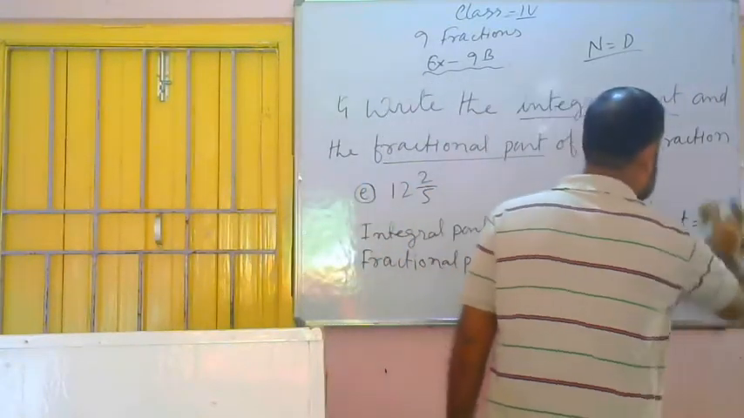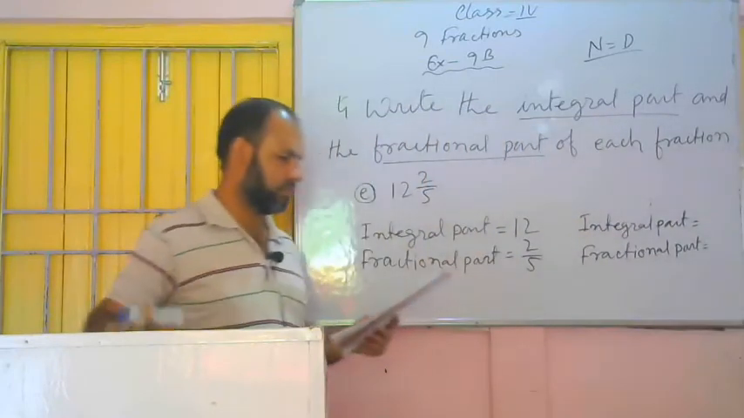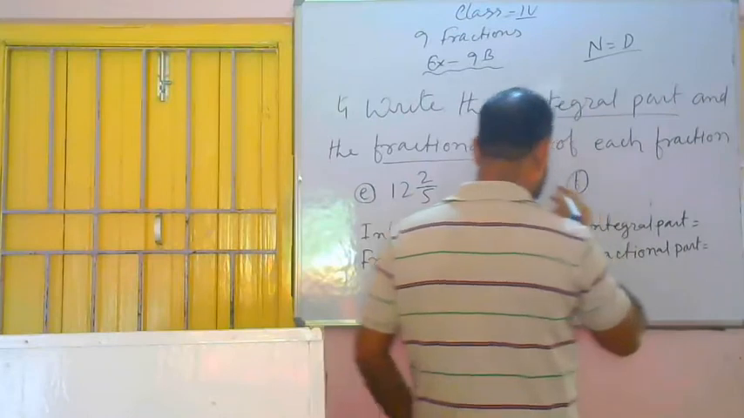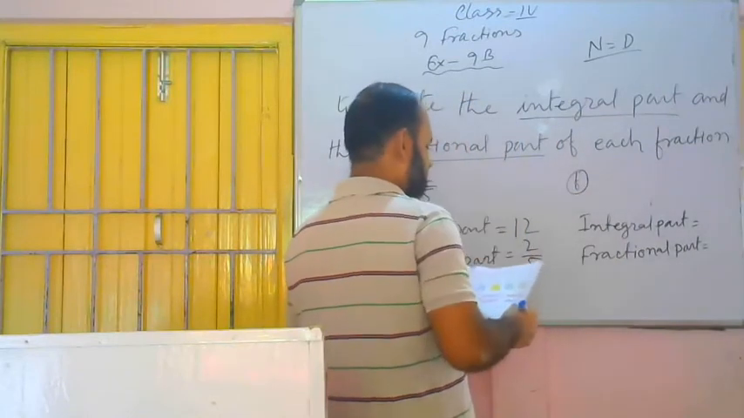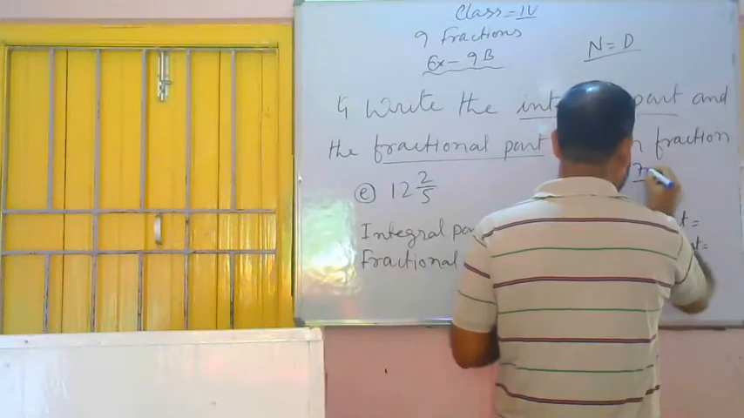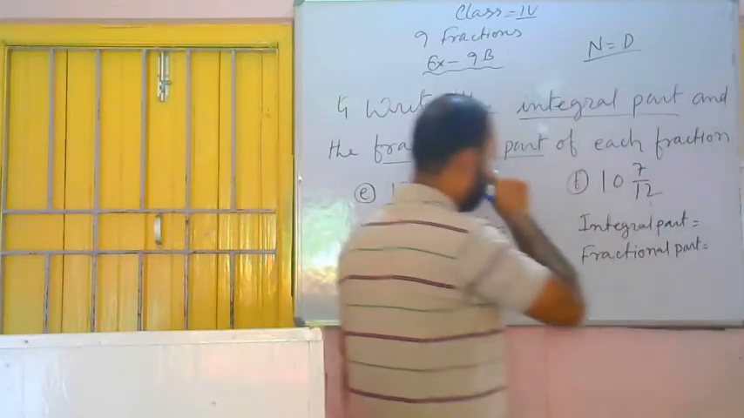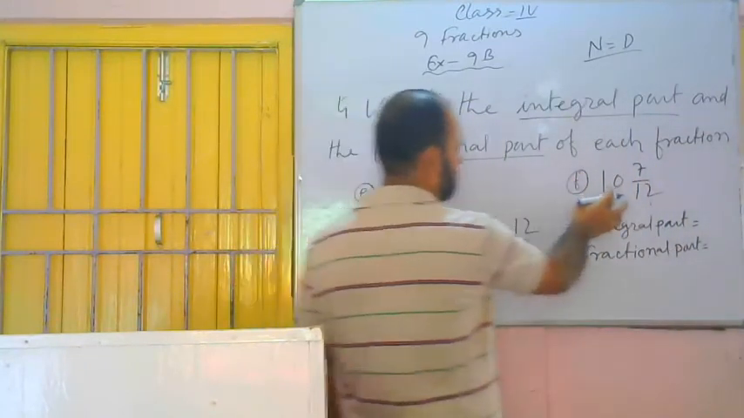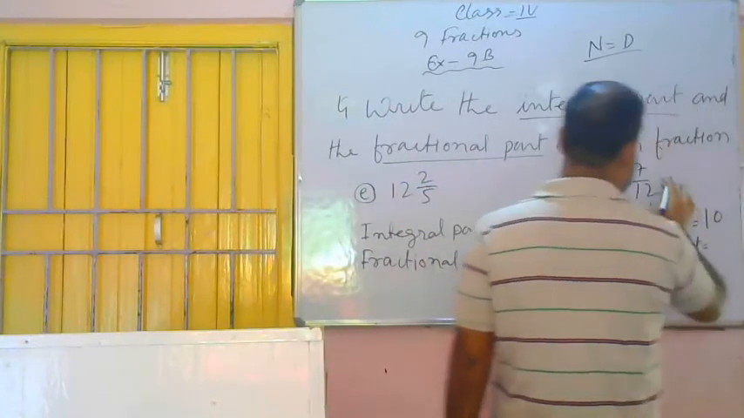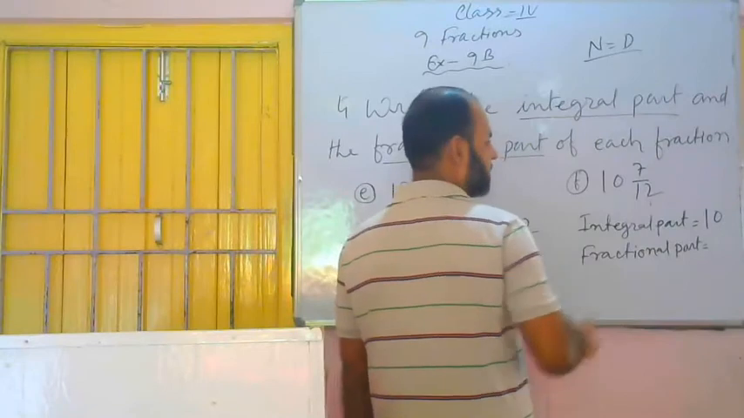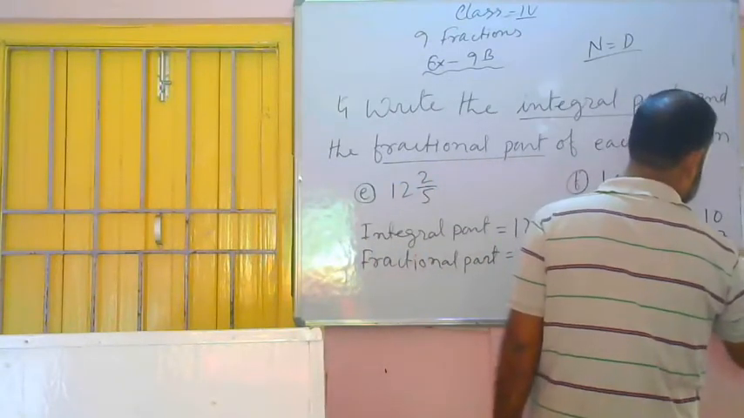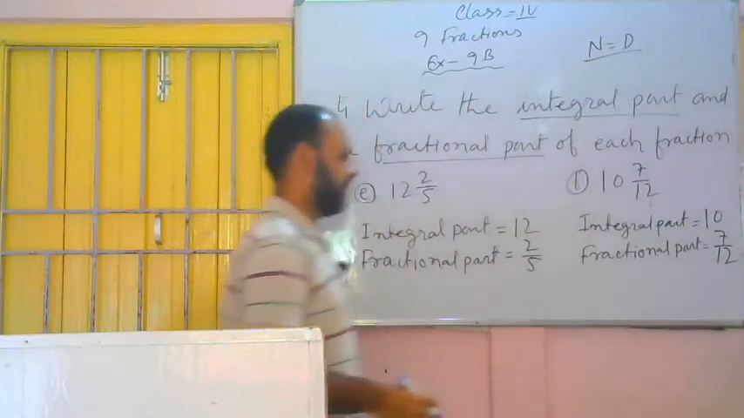Next, question number F. 10 7 by 12. The whole number is 10, so the integral part is 10 and the fractional part is 7 by 12.